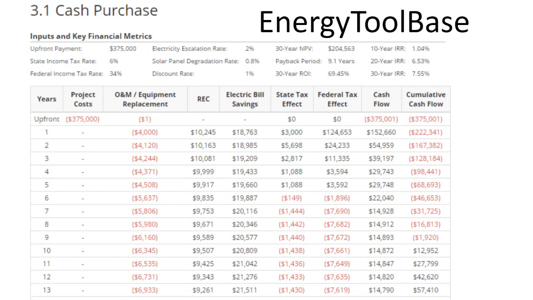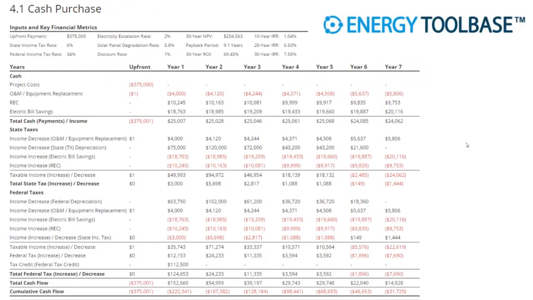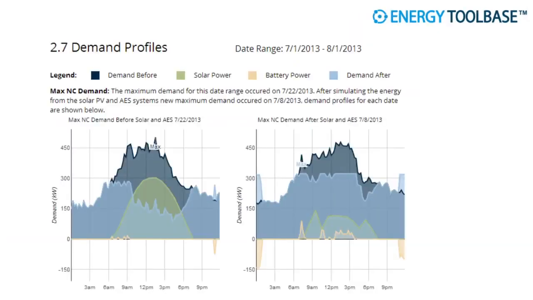So, I would take engineering economics classes in college and be trained to produce cash flow diagrams like this. It's evident that EnergyToolBase knows what they're doing in terms of economic modeling. So it's a very accurate economic modeler, particularly useful for commercial. The same level of detail that Aurora brings to its 3D modeling, EnergyToolBase brings to economic modeling and visualization of site energy use.